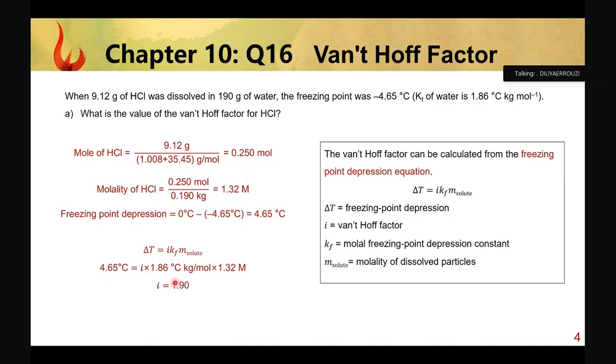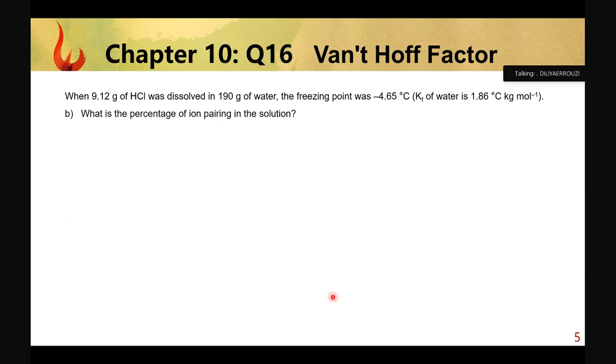Then we get the delta T, which is 0 Celsius minus minus 4.65 Celsius. Then we get the delta T. Then we bring all the numbers we just calculated into the equation. We can get our van 't Hoff factor. It's all based on this equation, so it's simple enough.